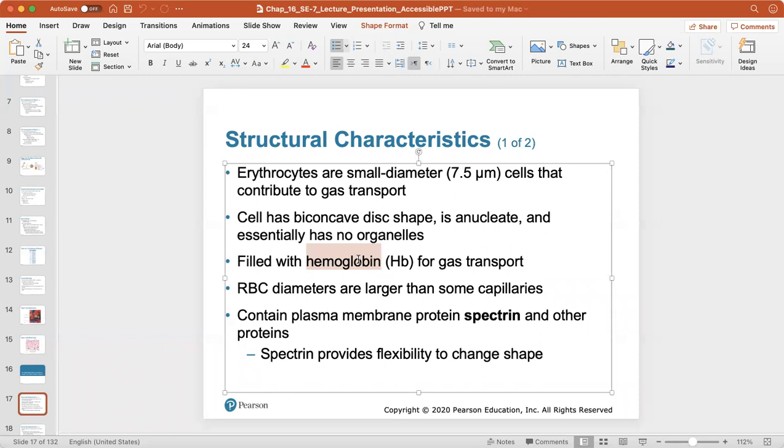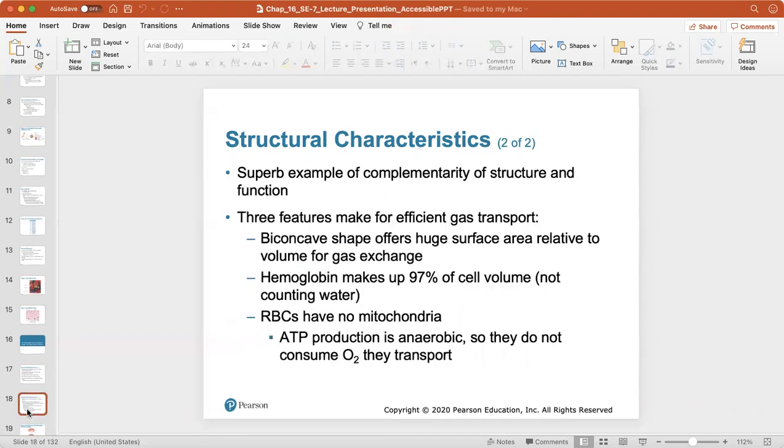You should be familiar with what a red blood cell looks like. It's biconcave. It contains the plasma membrane protein spectrin to help provide flexibility and change shape. A superb example of complementarity of structure and function. This just describes that the red blood cell's structure is directly tied to its function.